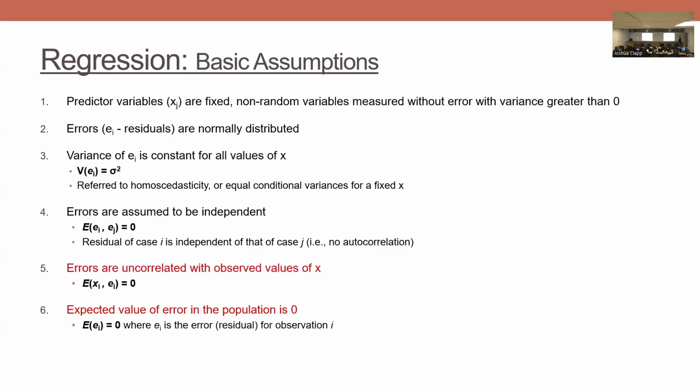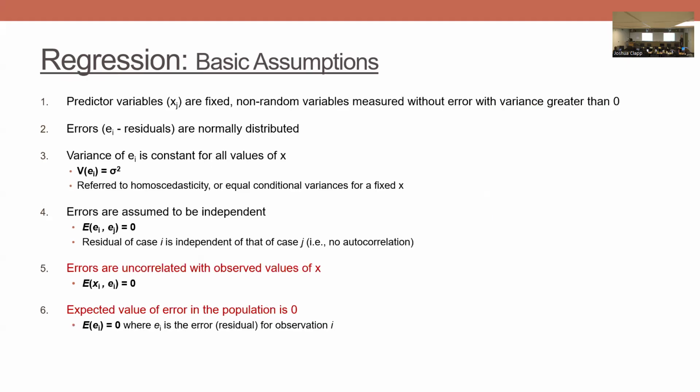We're also assuming our errors are uncorrelated with our observed values of X and that our expected value of error in the population is 0. These two are in red because we can't test these. These are things that we have no way of assessing within the data that we have. But there are some things we can think about if these are violated, and the consequences that come up. We'll talk about those.